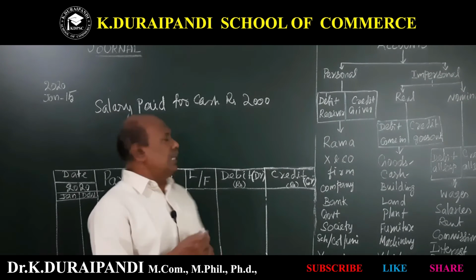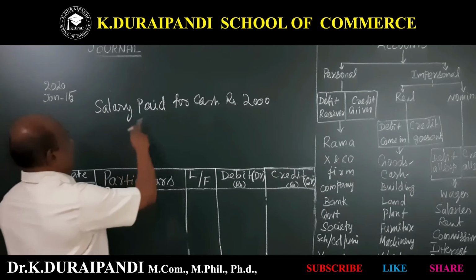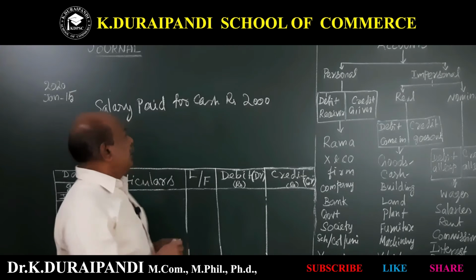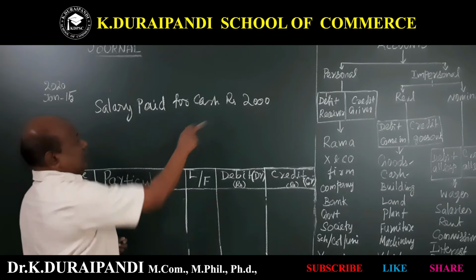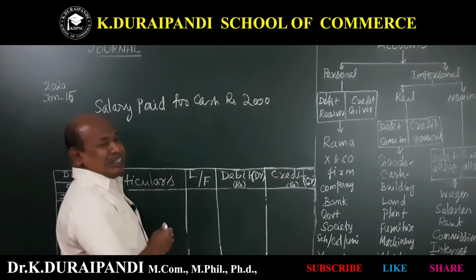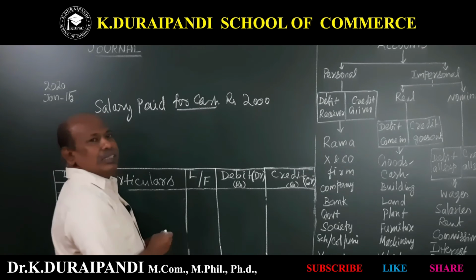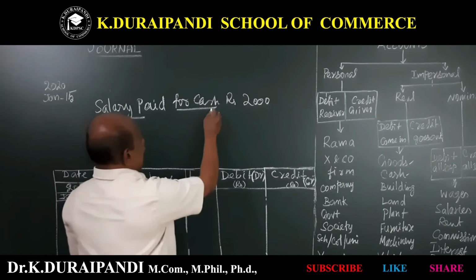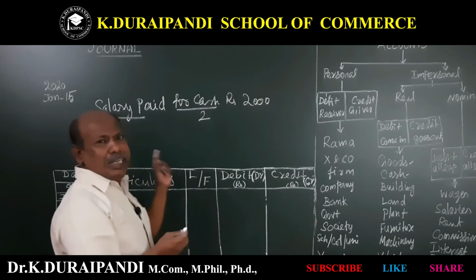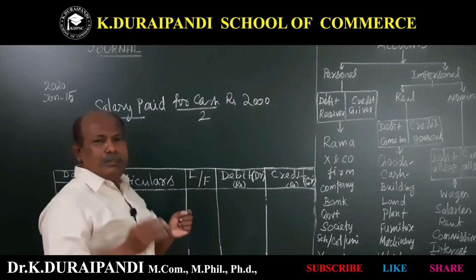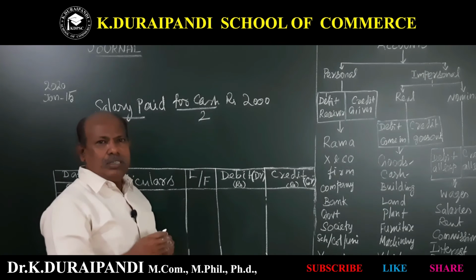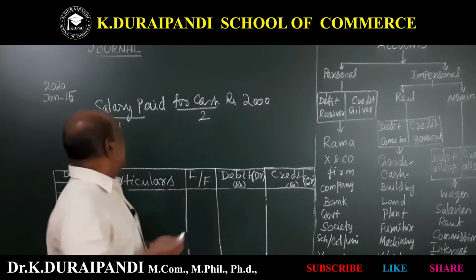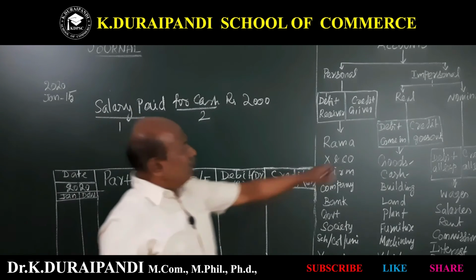The next journal entry, that is salary paid for cash rupees 2,000. It is a cash transaction because cash is there. So salary is the first account, cash is the second account in this transaction. We should refer to the rules because which one is to be debited and which one is to be credited. Salary is a nominal account.